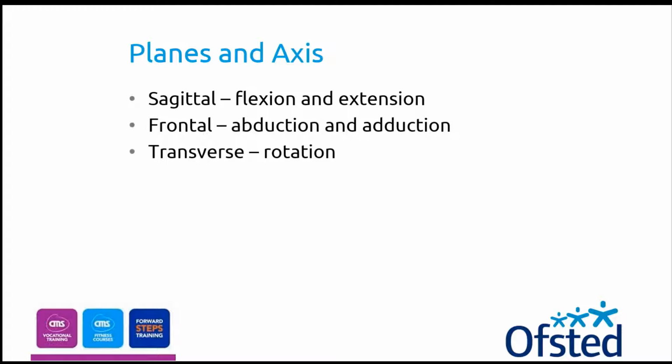And each plane is kind of associated with certain movements. So any flexion and extension movement would occur in the sagittal plane. So when you're squatting, lunging, deadlifting, bicep curling, doing a tricep extension, if you are lifting your arm in front of you like a front raise or returning it back, all of that is flexion and extension and occurs in the sagittal plane.